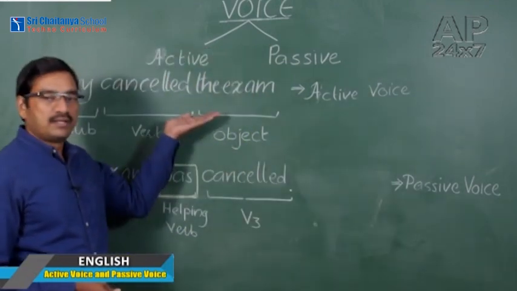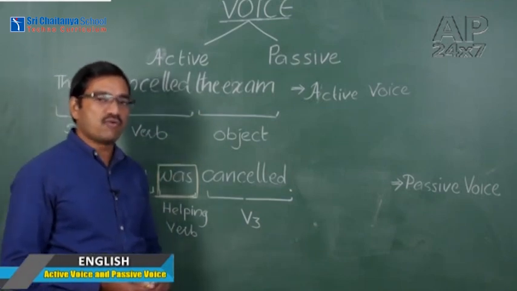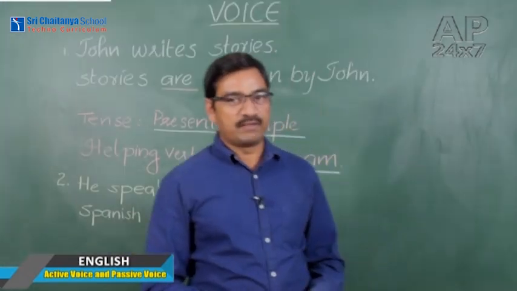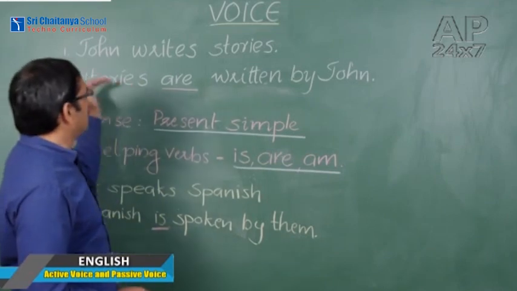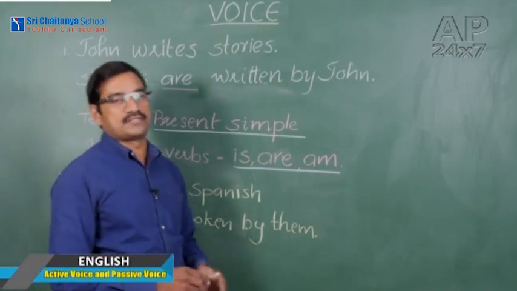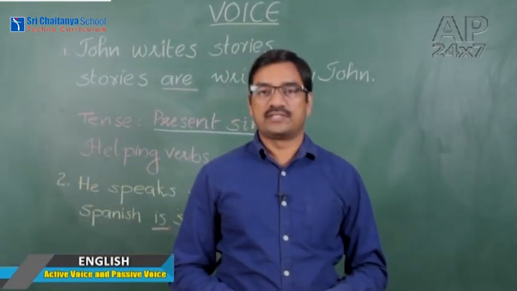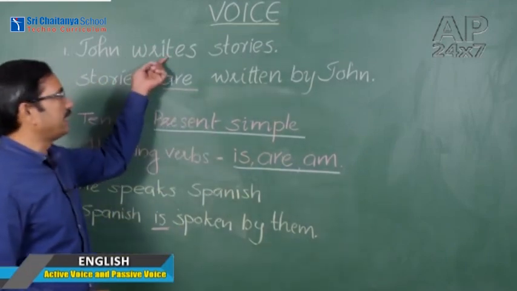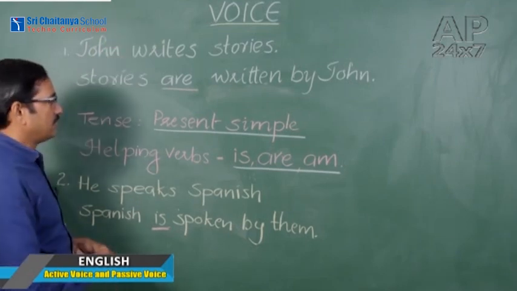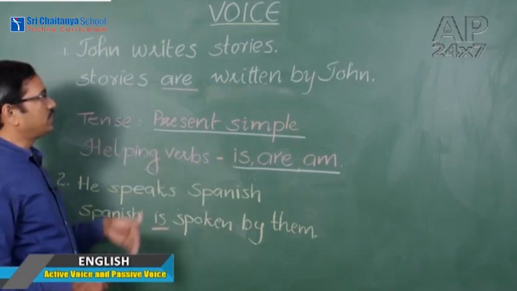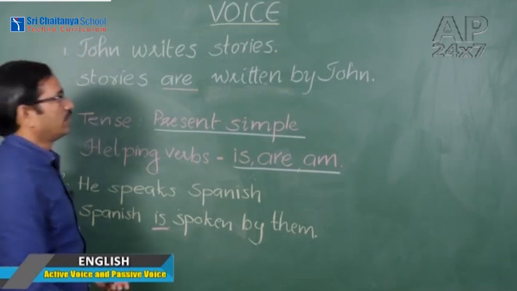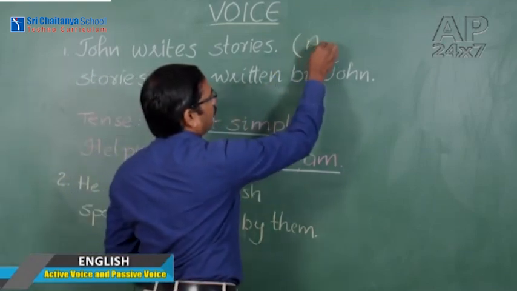Now let us think about different examples, how we change active into passive voice depending on different tense forms. We have one more example here. This is written in simple present tense. John writes stories. Here we know the verb is writes and the tense of the verb here is simple present tense. How do we change the simple present active voice into simple present passive voice? So as you know, this is written in active voice.